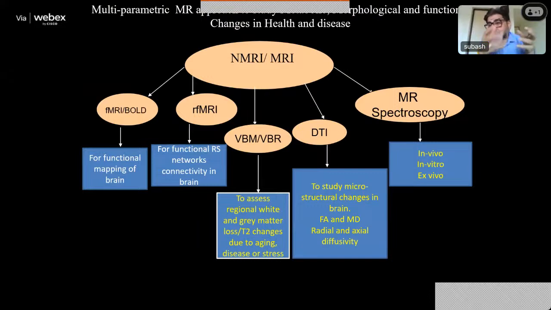When there's aging or a disease process, there's a change in gray matter, white matter, and other components of the tissues, and then you can assess the changes in the gray matter and white matter volumes using VBM, voxel-based morphometry, and you can also create an image which shows you change in the relaxation times in different regions of the brain due to a disease process.